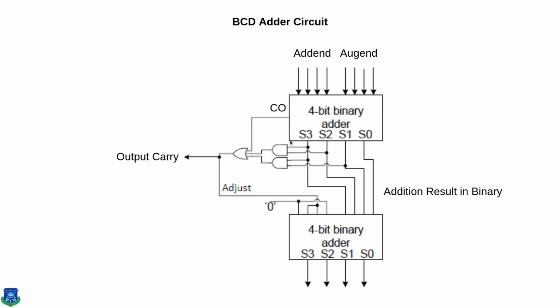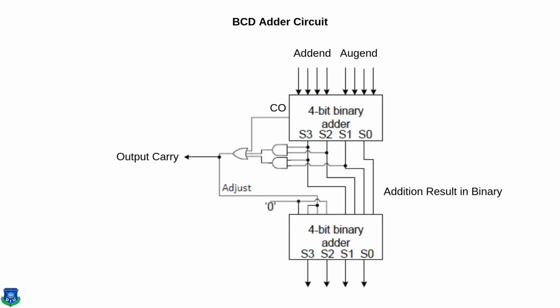Here we have the detection circuit, and the adjusting circuit or the correction circuit is here. If the output carry is 1, then plus 6 will be added to the result and we will have the correct BCD. On the other hand, if the output carry is 0, that means the existing result is in BCD, so plus 0 will be added to the existing result. That means the final result will be just the same as the existing result.